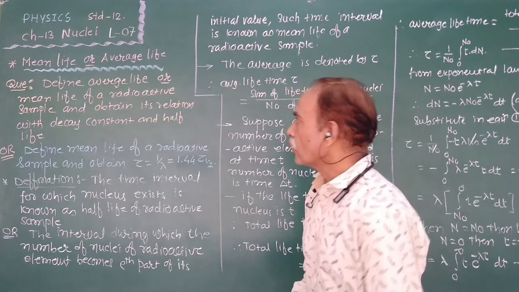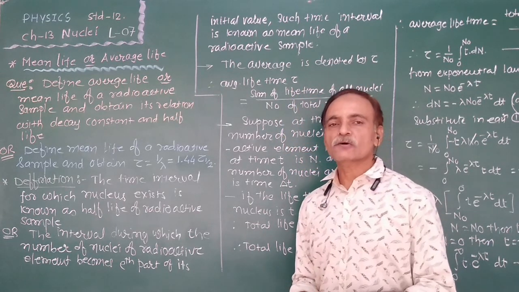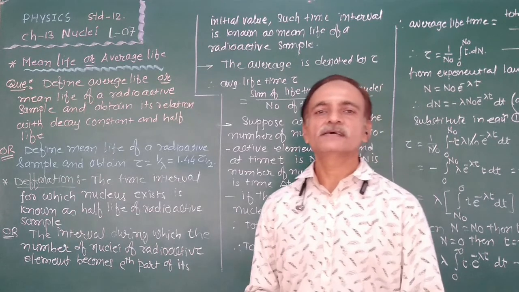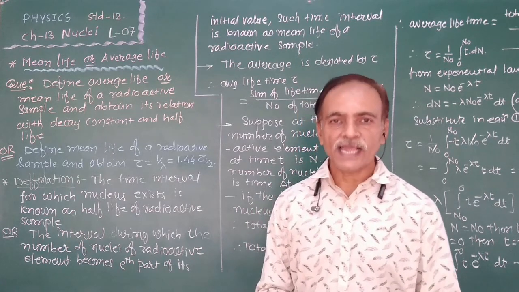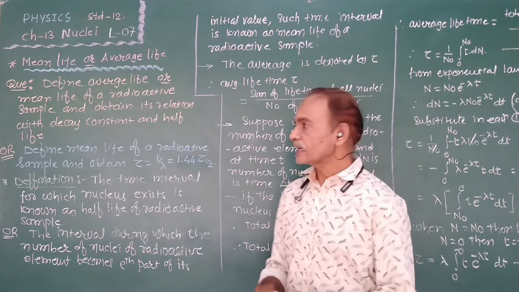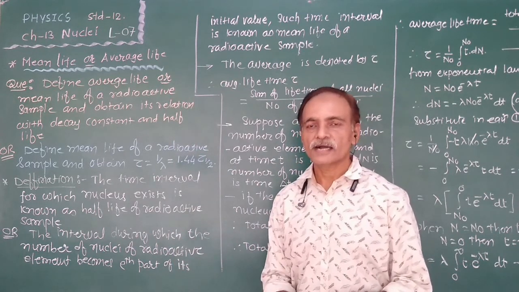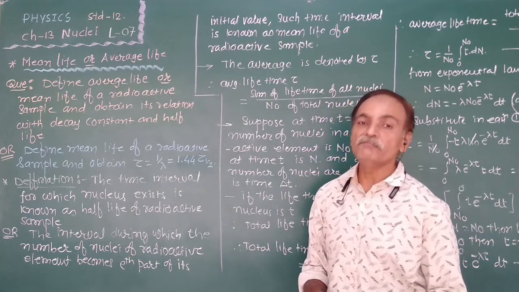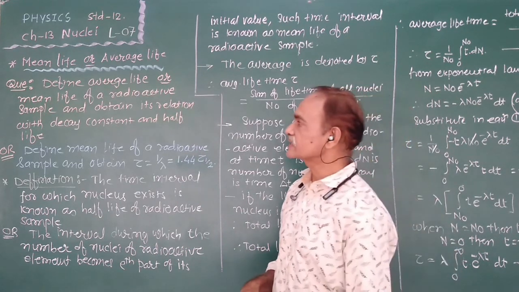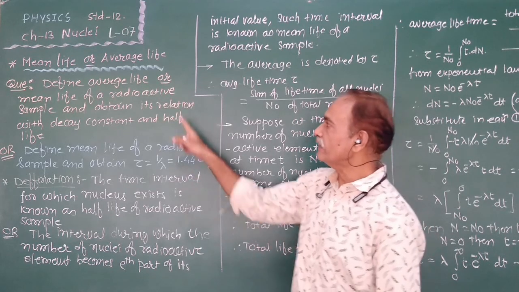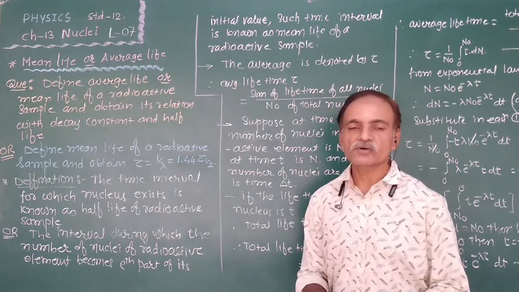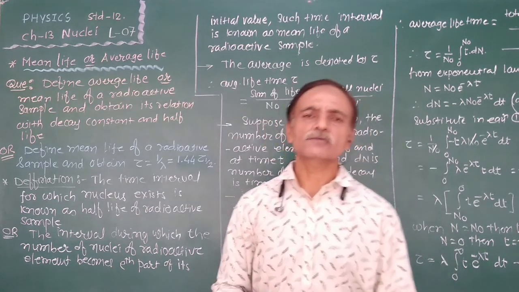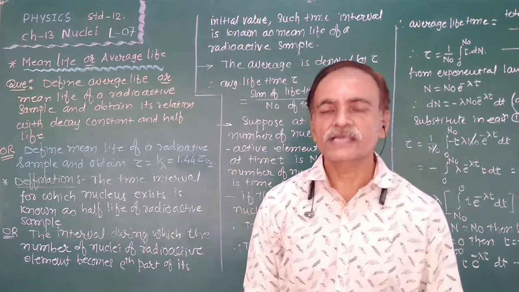Now, first, what is the definition of average life, and derive the relation of average life with decay constant and half-life. Again, the question is: define average life or mean life of a radioactive sample and derive its relation with decay constant and half-life. So first, what is the definition of average life or the average lifetime?